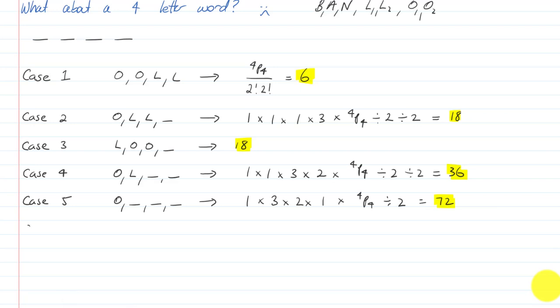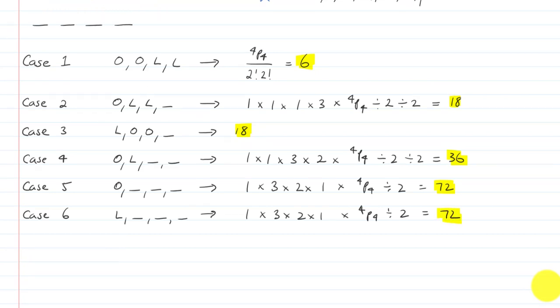We have a case 6, which is L, and then nothing, nothing, nothing. And in this case, we've got one way of choosing the L, 3 times 2 times 1 times 4P4. I didn't even need to write this down because it's exactly the same, and that's 72 as well. That's the same as case 5.